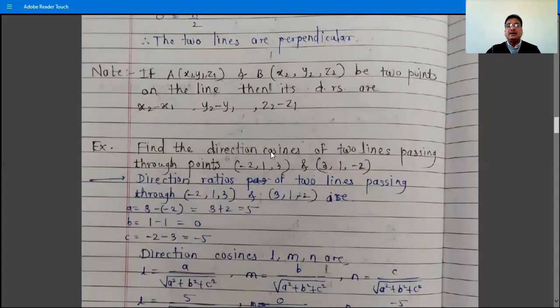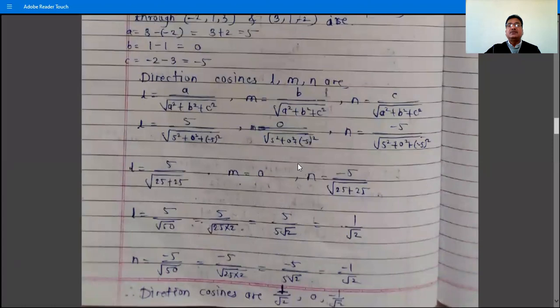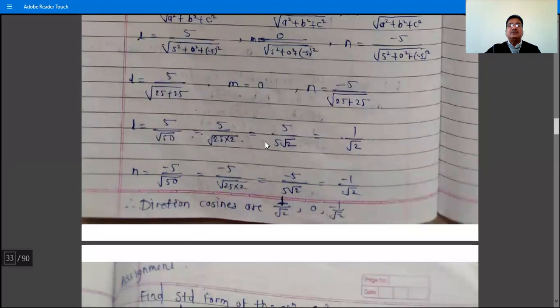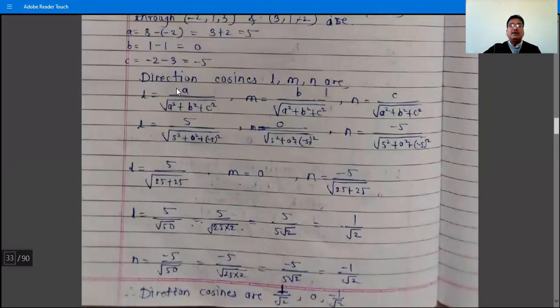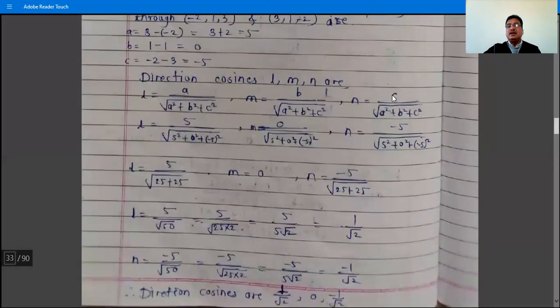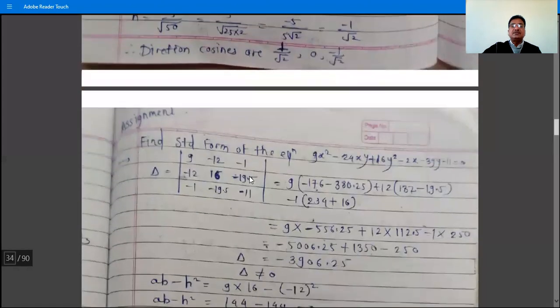So write the question: find the direction cosines of the line, not of 2 lines. Find the direction cosines of the line passing through these 2 points. So first find the direction ratios by using this formula, and then by using the formula l equals a by root a square plus b square plus c square, and m and n similarly, find the direction cosines. So first find the direction ratios and then find the direction cosines.